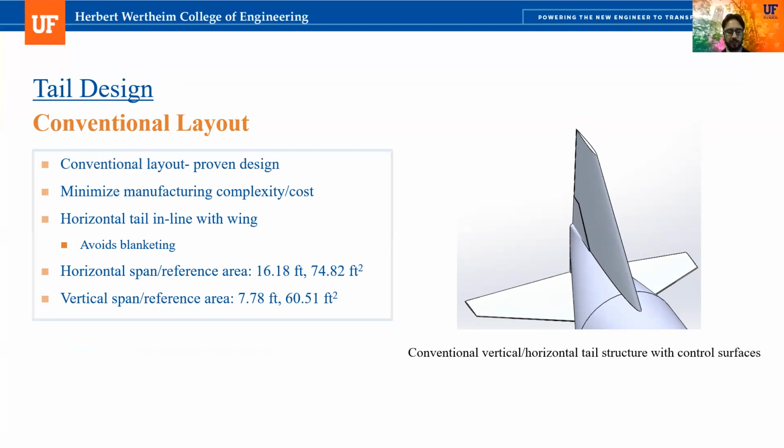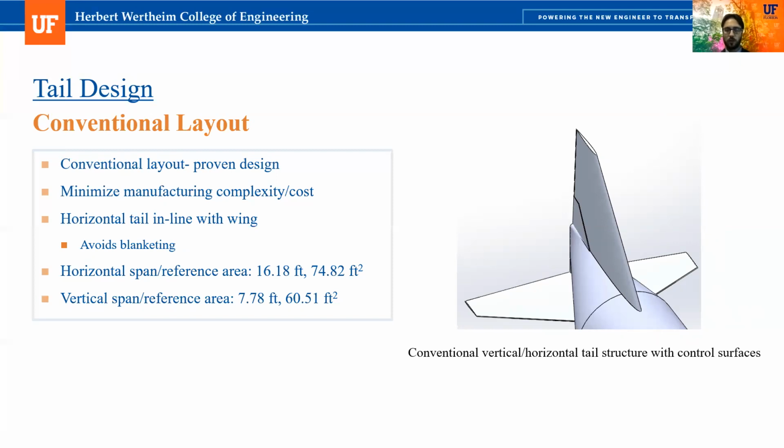For the tail design of the BC-1 Rock Python, we went with a conventional design, a single vertical tail and a typical horizontal tail. This is just to save manufacturing costs. This is simple and cheap, time proven, and will bring down the manufacturing cost of complexity.